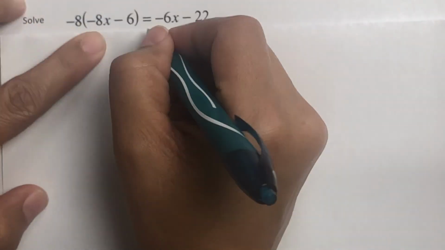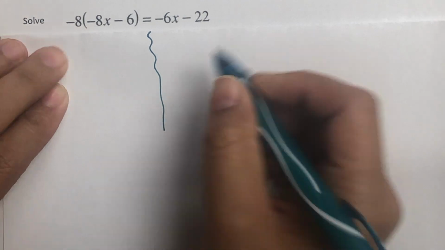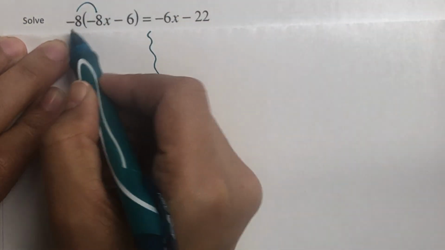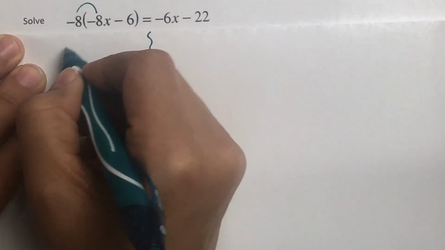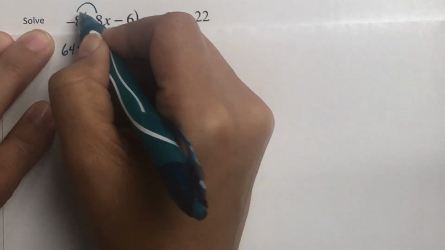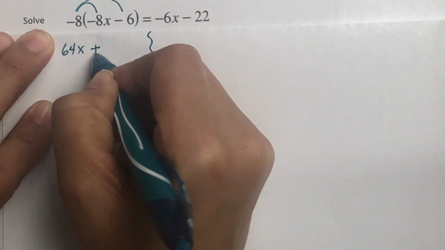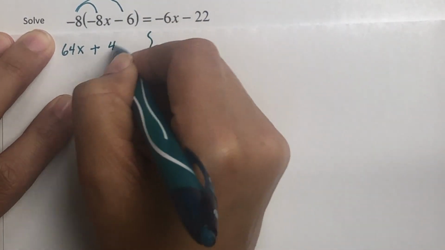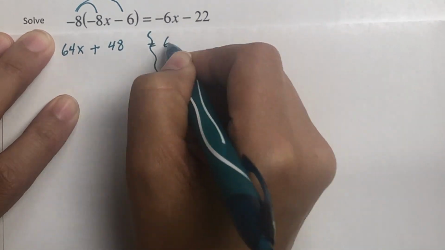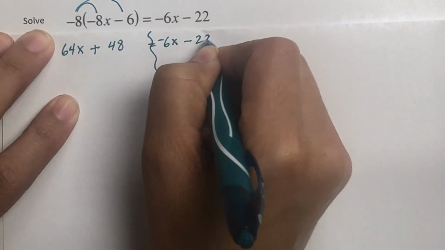All right, so first thing again that you do is you draw my river. Go ahead and distribute. So you've got negative times negative is positive, 8 times 8 is 64x. You've got negative times negative is positive, 8 times 6 is 48. Bring everything else down. Do not forget any signs.